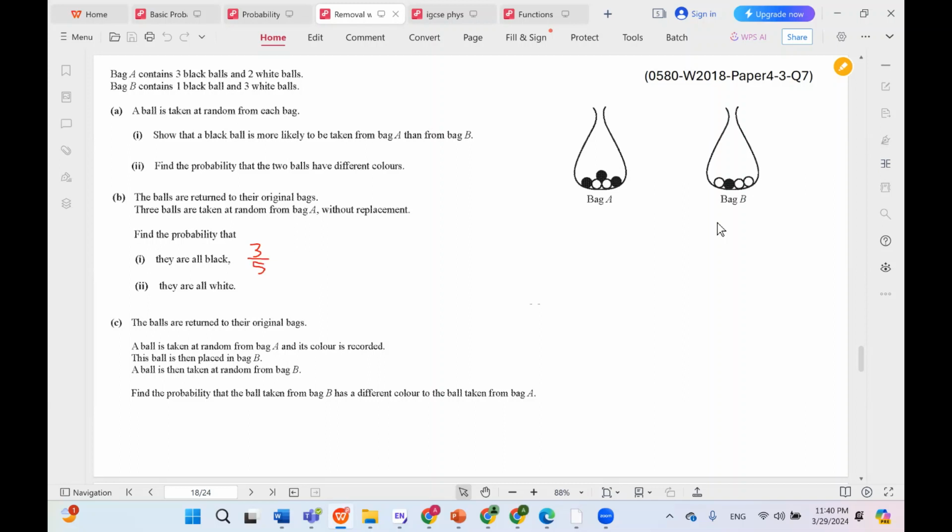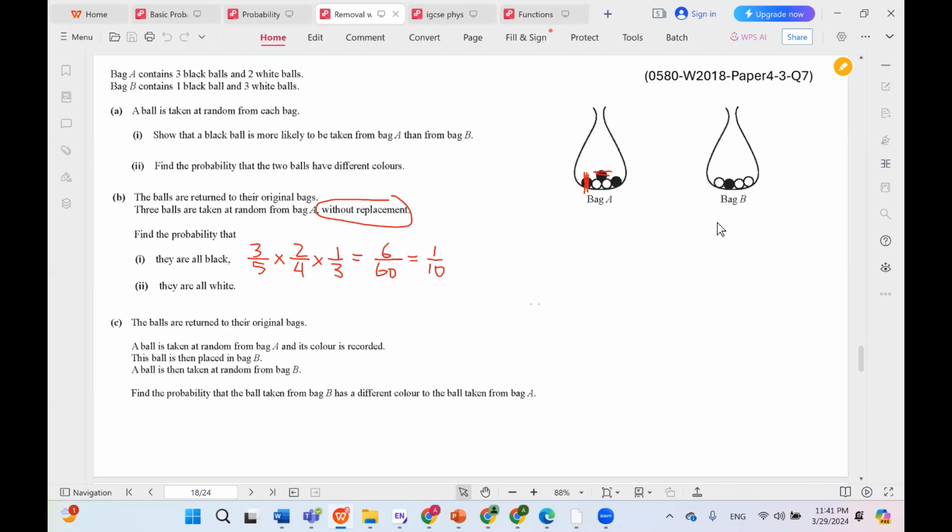Now, this is without replacement, which means that once we take the black ball, we do not return it to the bag. So to get another black ball, we only have 2 black balls left because we already took out 1 black ball. So now we have 2 black balls left out of a total of 4. And then once we take the second black ball out, we are left with 1 black ball out of a total of 3. So therefore, our answer is going to be 6 over 60, which is the same as 1 over 10.